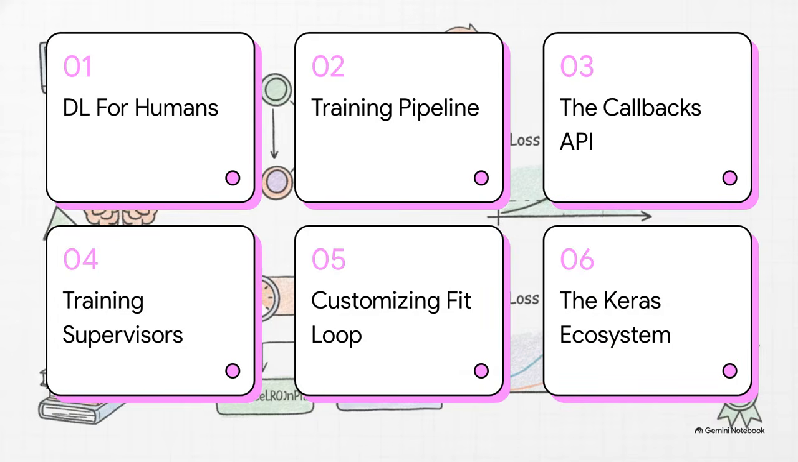So, here's our roadmap for today. We're going to cover 1. Deep learning for humans, 2. Inside the training pipeline, 3. Enter the Callbacks API, 4. Built-in training supervisors, 5. Customizing the fit loop, and finally, 6. Powering the Keras ecosystem. Let's get to it.